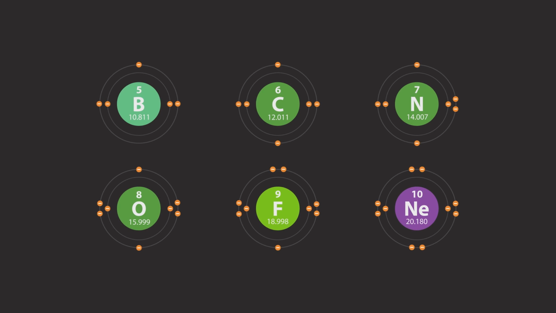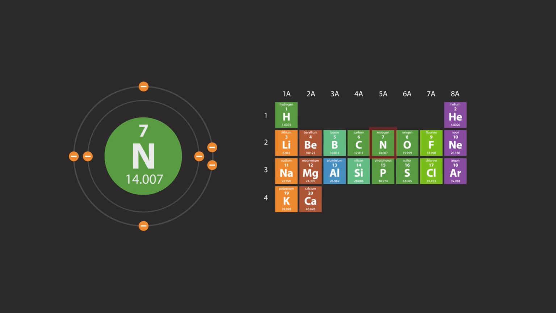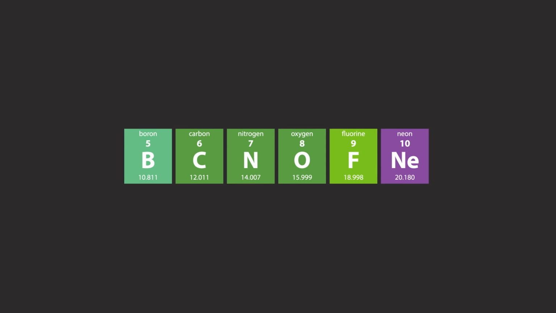You will also notice that the number of valence electrons, that is, the electrons occupying the outermost shell, corresponds to the group number. For instance, let's have a look at nitrogen. Nitrogen is in group 5 and has 5 valence electrons. Oxygen is in group 6 and has 6 valence electrons. So moving from left to right in the periodic table, the number of electrons in valence shells increases by 1 electron.